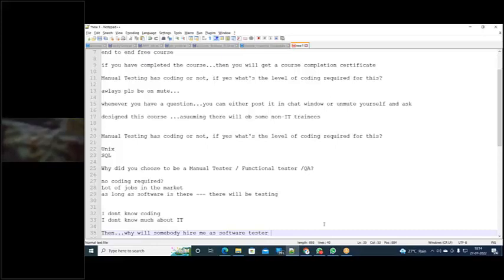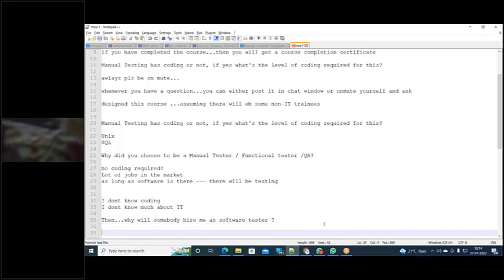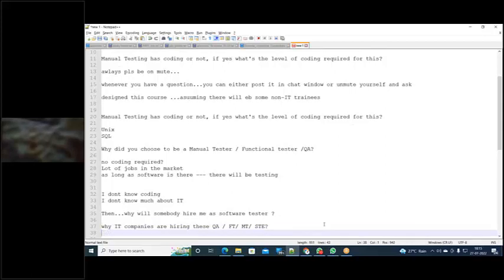Let me put this question in a different way. Why do organizations need test engineers? Why are IT companies hiring these QA people, functional testers, manual testers, or software test engineers? Everything is the same. Why are they hiring them? Simple thing: one person cannot do everything. In the organization, there are developers who will be creating the software.